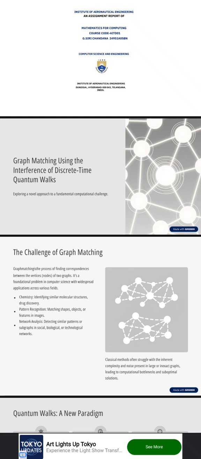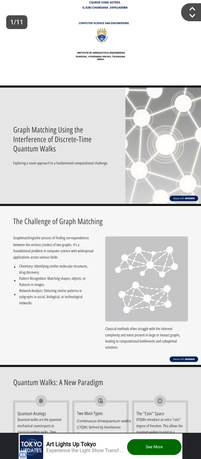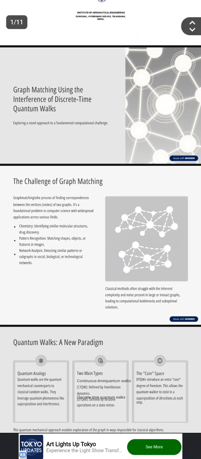Today I'm going to talk about graph matching using the interference of discrete time quantum walks, exploring a novel approach to a fundamental computational challenge. The challenge of graph matching. Graph matching is the process of finding correspondences between the vertices, nodes of two graphs. It's a foundational problem in computer science with widespread applications across various fields.